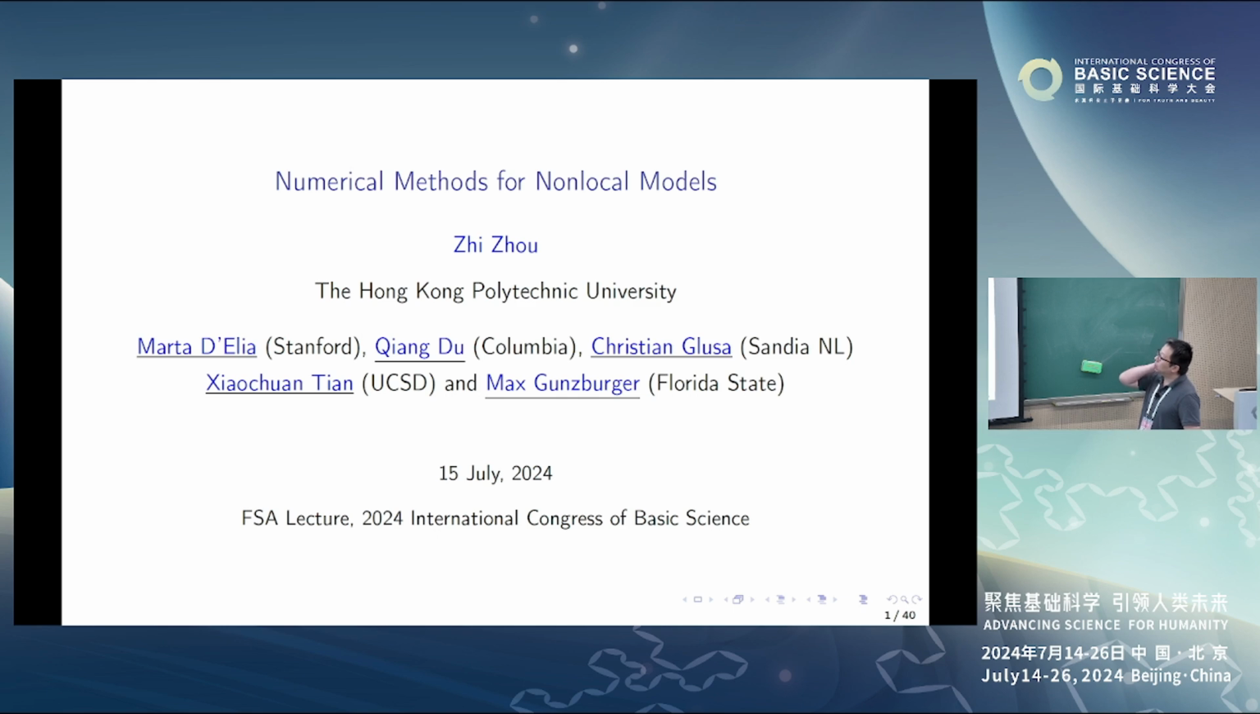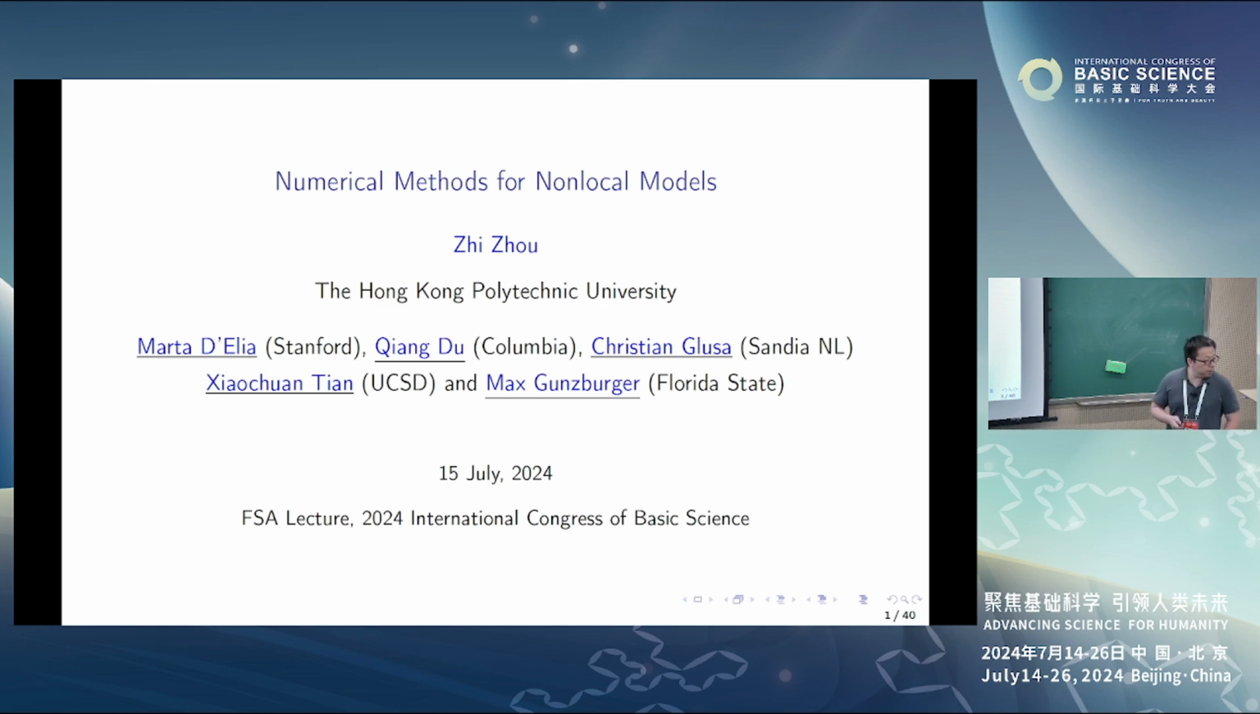This is a joint work with Marta from Stanford, Professor Changdu from Columbia, Christian in Sandia National Lab, Xiaochuan Tian from UCSD, and Max Gansberger from Florida State. And this talk will give a brief introduction on the nonlocal models and its numerical methods.